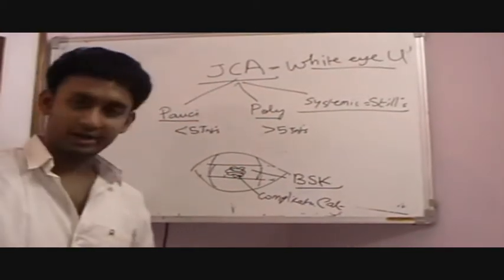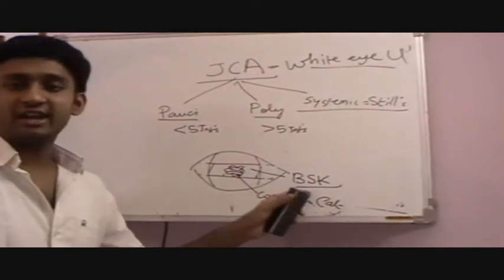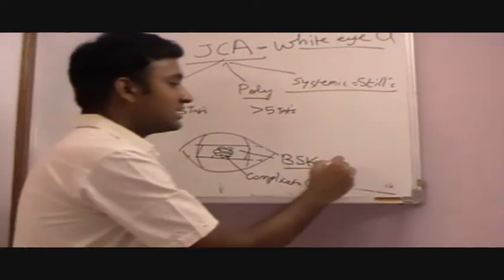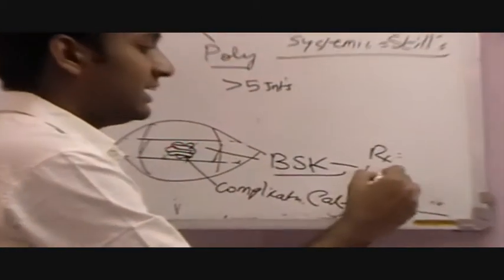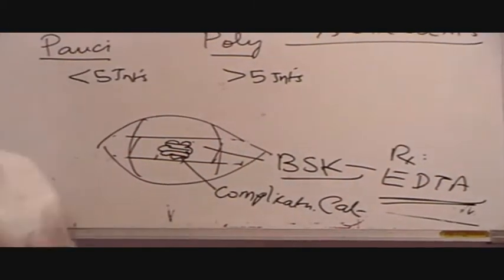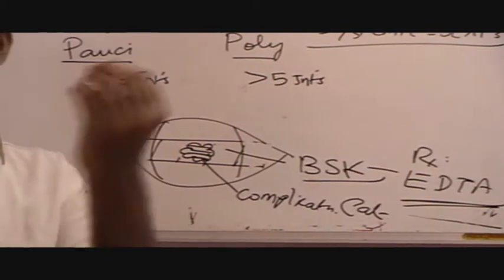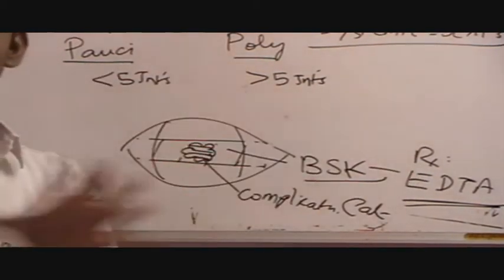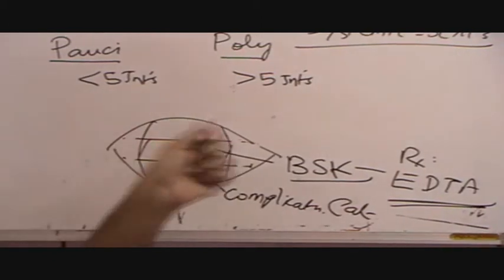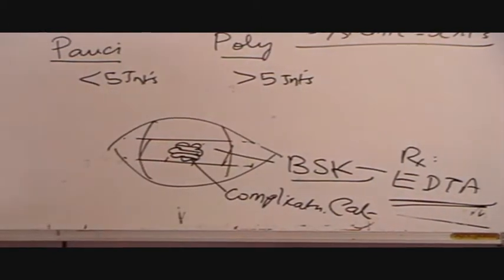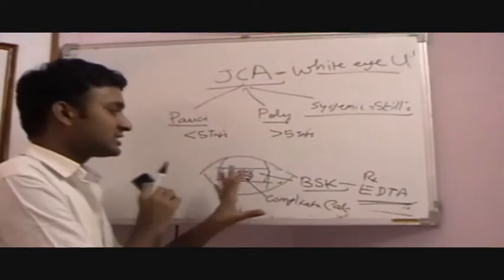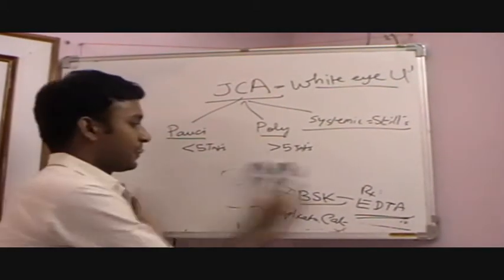Very important. BSK is a very important topic in cornea. They will ask, what is the treatment? The treatment is EDTA application, because BSK is essentially calcium deposits. So you give EDTA, which is a chelating agent, it will just chelate the calcium. So you apply EDTA over the eye, you just can scrape off. So superficial keratectomy. Details we'll talk about in the cornea topic later. Just understand this is the classic feature of JCA.